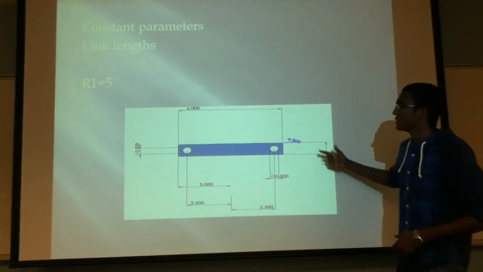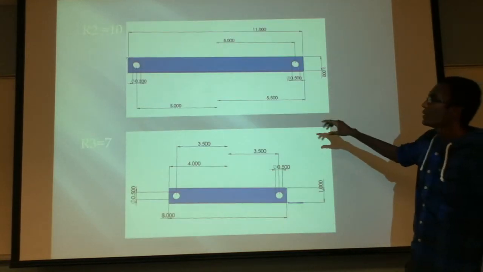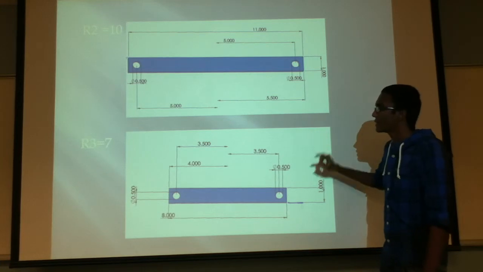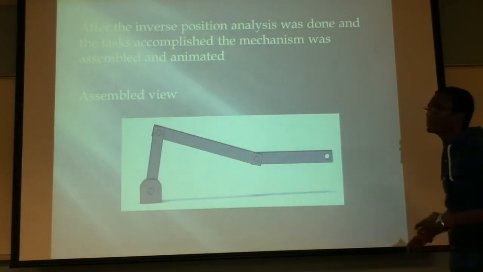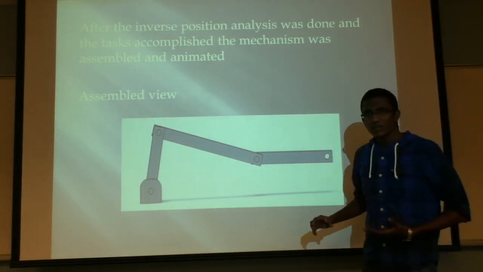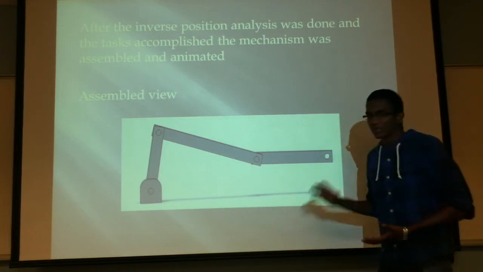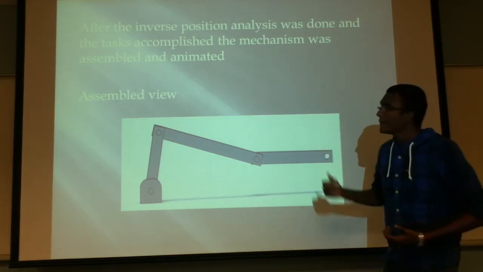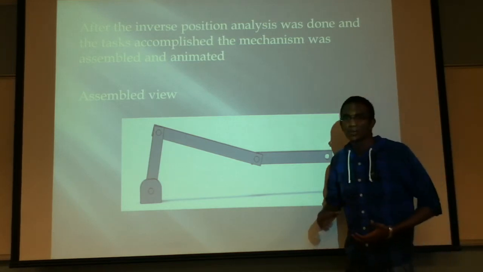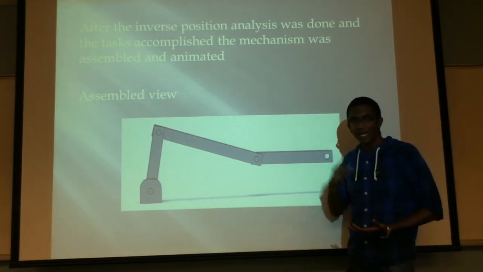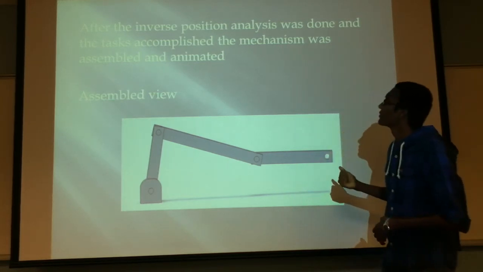The first link length that we chose was R1 equal to 5. This is the diagram. The second link length that we chose was R2 equal to 10, and the third one is R3 equal to 7. All of them are in inches. After the link lengths were decided, we decided the end effector position, and the workspace of the whole figure was calculated, or rather decided. After that, the inverse position analysis was done, and the tasks were accomplished, that is moving from point A to point B and cutting in circular motion. The videos of both of which are being included in the report.